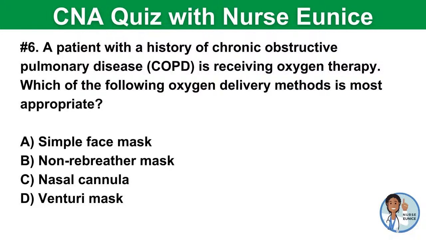Number 6, a patient with a history of chronic obstructive pulmonary disease, also referred to as COPD, is receiving oxygen therapy. Which of the following oxygen delivery methods is most appropriate? Is it a simple face mask, a non-rebreather mask, a nasal cannula, or a Venturi mask?